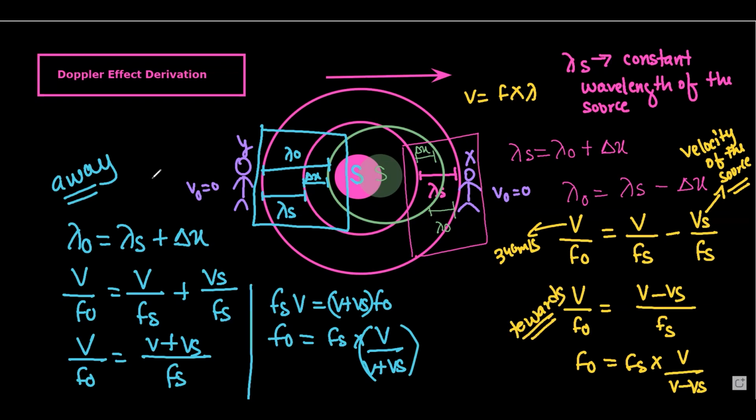The reason we give a negative sign in the denominator when the source is moving towards an observer, and a positive sign when it is moving away from the observer, is due to this derivation.